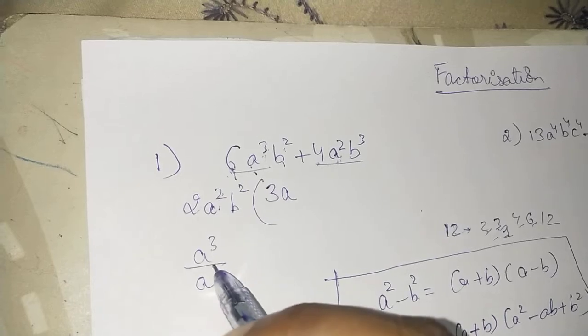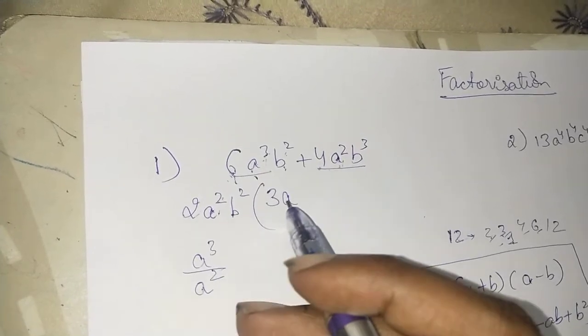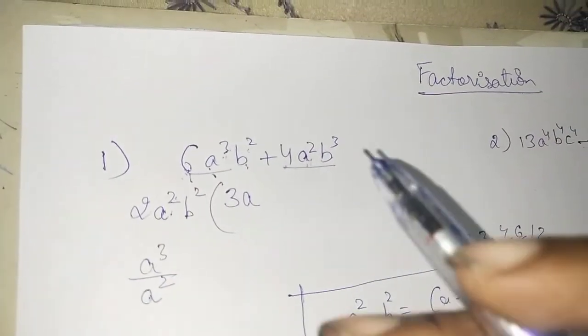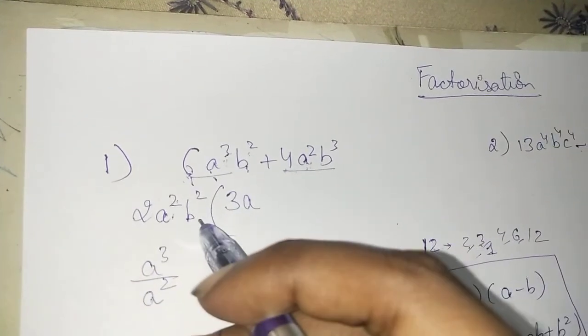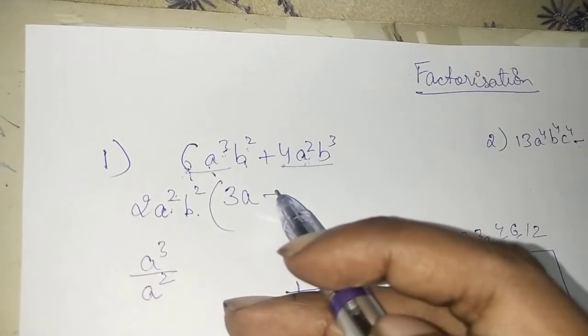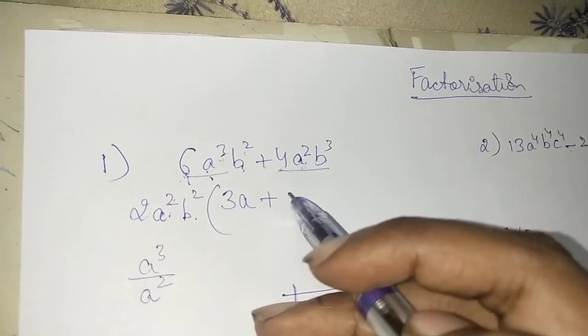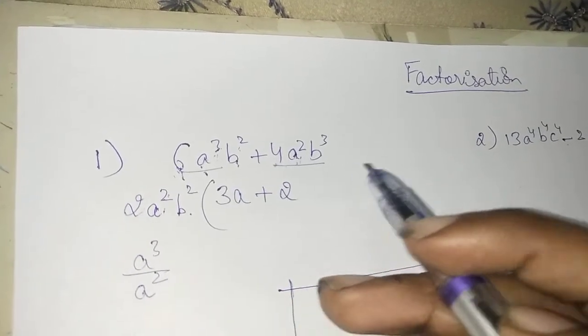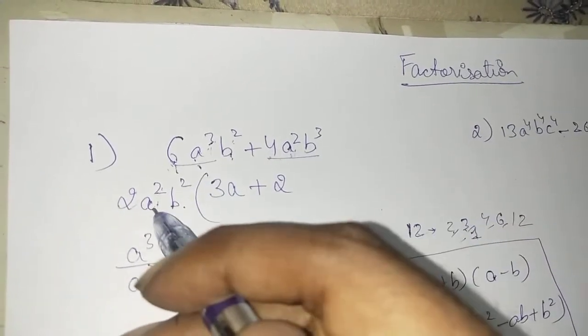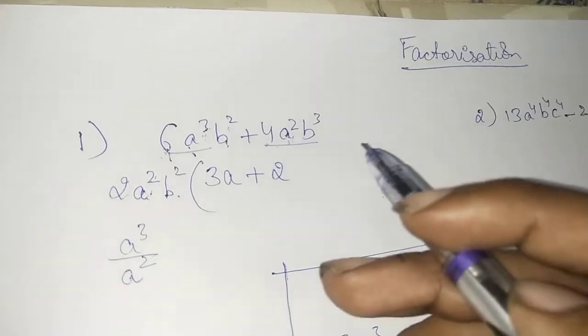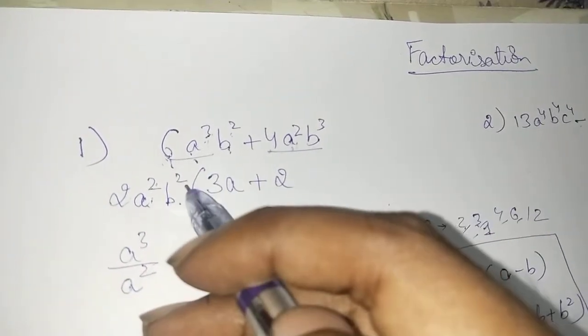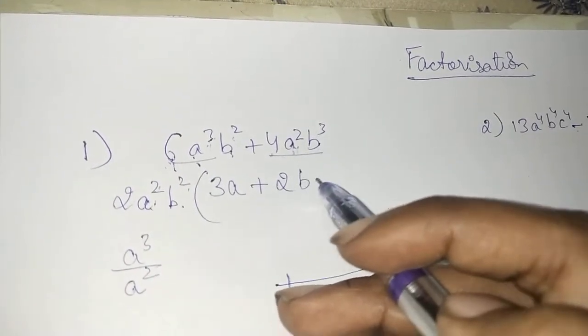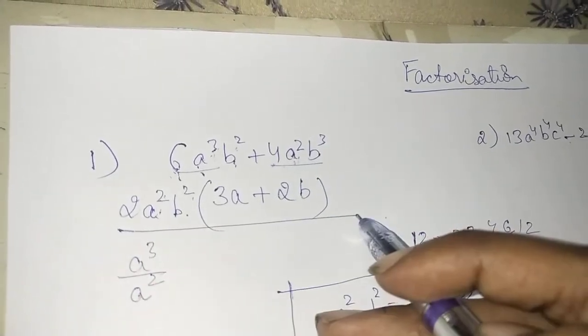So that means it is a cube divided by a squared. The bases are the same, so powers will be subtracted. That is why we are getting a. Similarly, b squared divided by b squared is 1, so we don't write anything. Now out of 4 we have taken out 2 common, so 2 will be left. And from a squared taken out, nothing will be left for a. B cube, power of 3, power of 2 is taken out, so b will be left. So this will be your final answer.